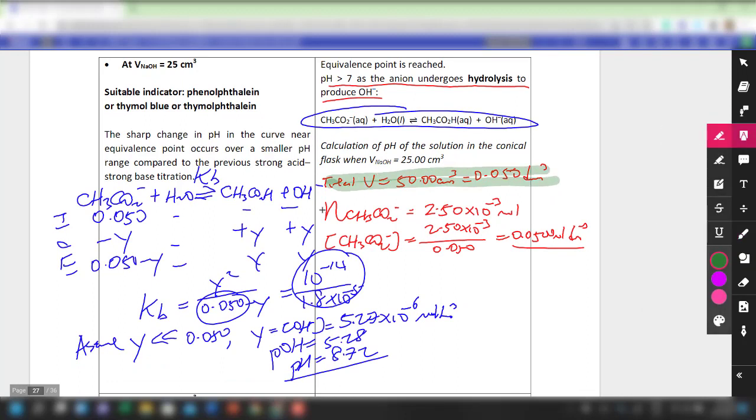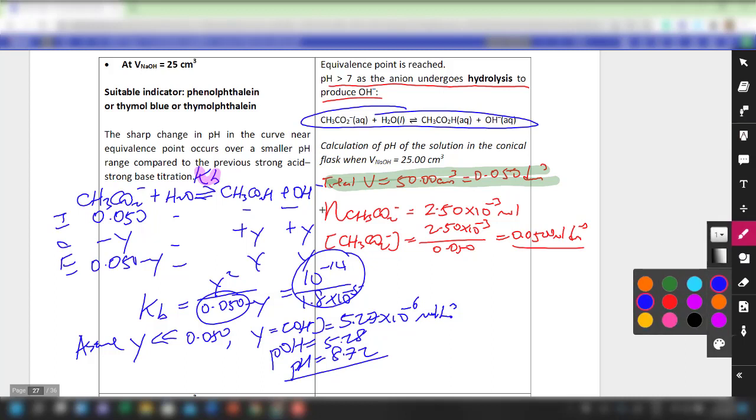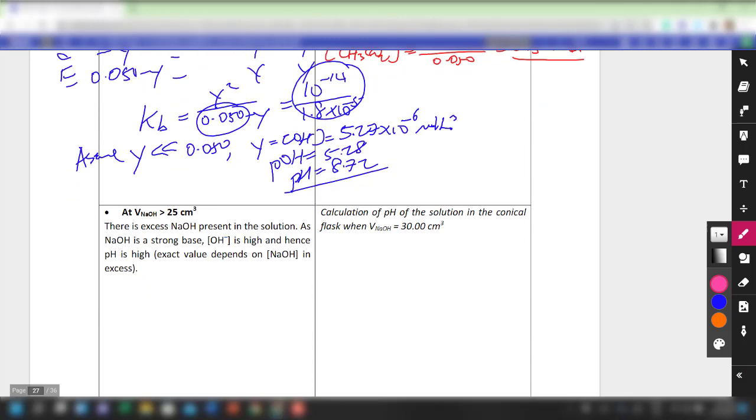Most of our students who got this part wrong, it comes from various reasons. I think one of them is they forgot to consider the total volume. Next, they did not calculate Kb correctly. Usually that's about it. If you can get some of these things right, I think it is very difficult to get the question wrong.